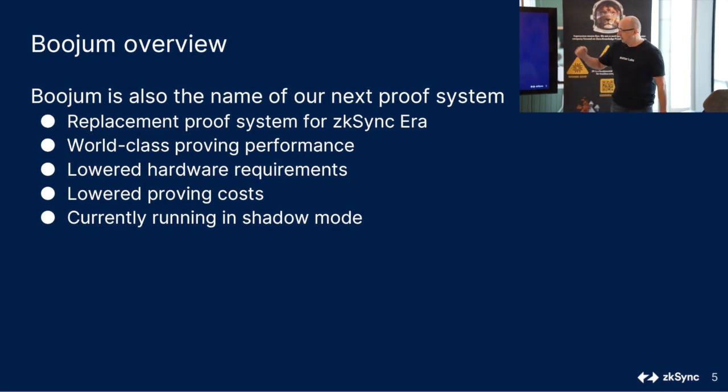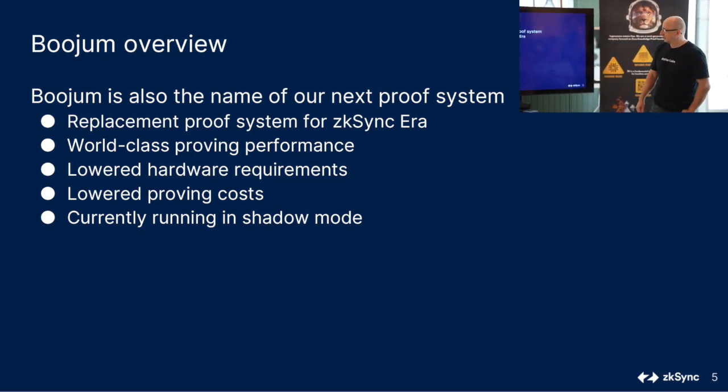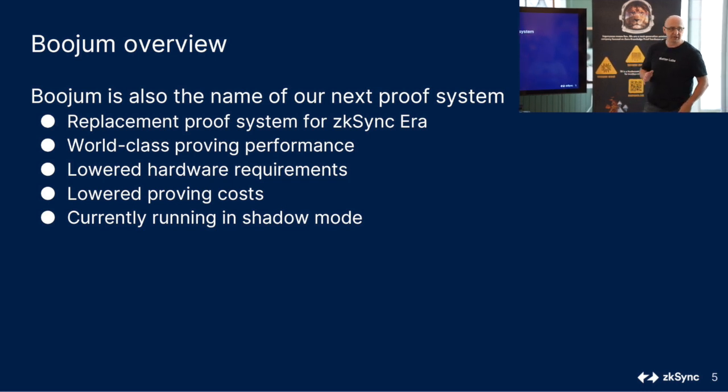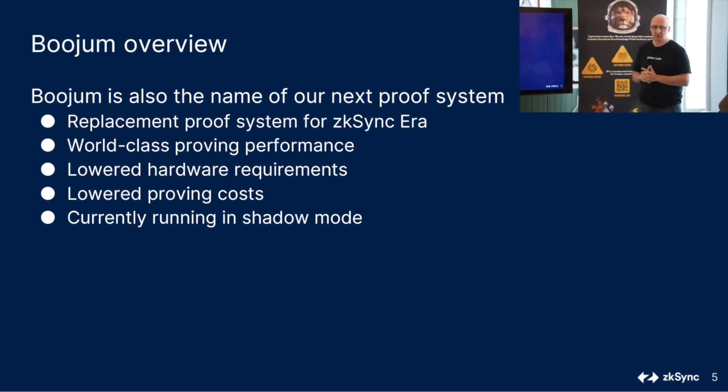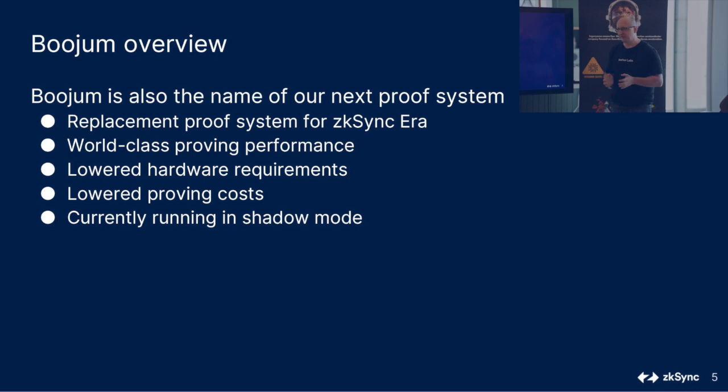Another interesting point is that this GPU prover already is running in production. So it's proving blocks on our mainnet, but it's running in shadow mode. It means it is producing proofs, but they are not posted to the L1. But we have tools to verify the proofs. This is done basically to battle test it. We want to know whether everything works as we expect, and this is the way to do it.